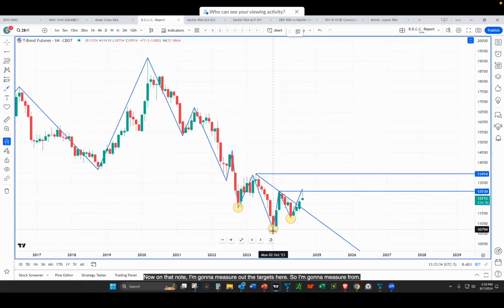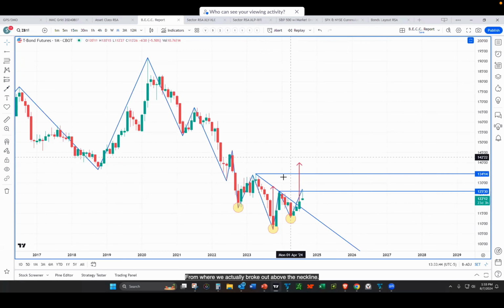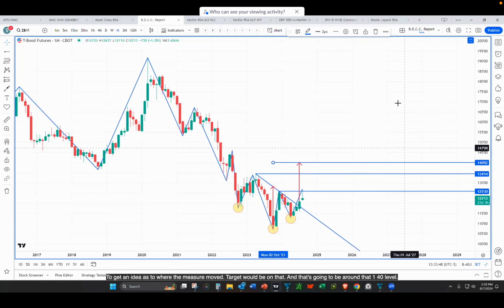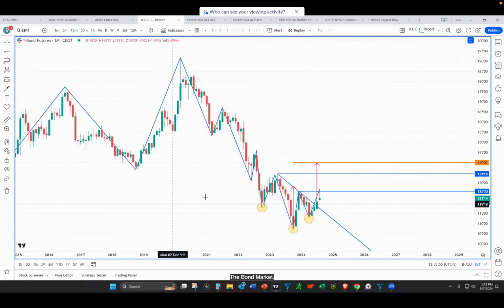Now, on that note, I'm going to measure out the targets here. I'm going to measure from the swing low here, which is from the head up to the neckline, and I'm just going to copy and paste that from where we actually broke out above the neckline to get an idea as to where the measured move target would be. And that's going to be in and around that 140 level for the bond market, okay?